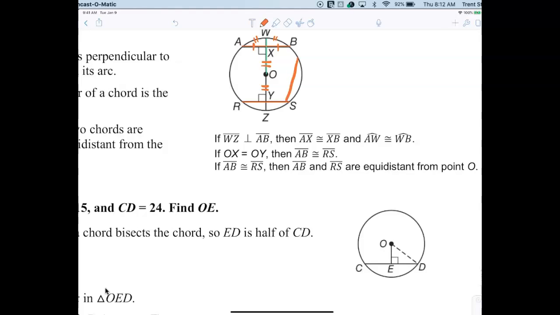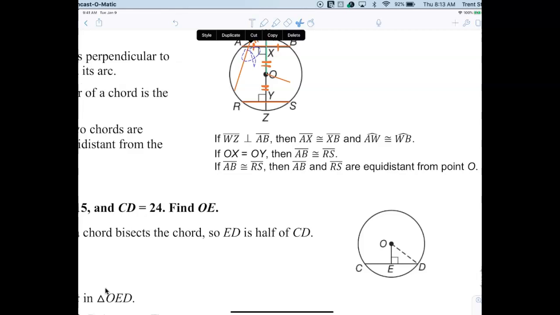So I'm going to try to draw another chord. This chord is the same as RS. So if I draw the perpendicular from here to here, what's that going to be the same as? It's going to be the same as OY and OX. Come on now, I think that's kind of easy. In other words, it doesn't matter where I put that chord, it's always going to be equidistant from the center.